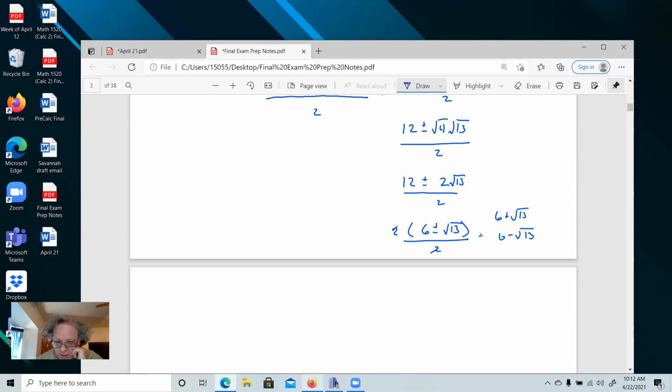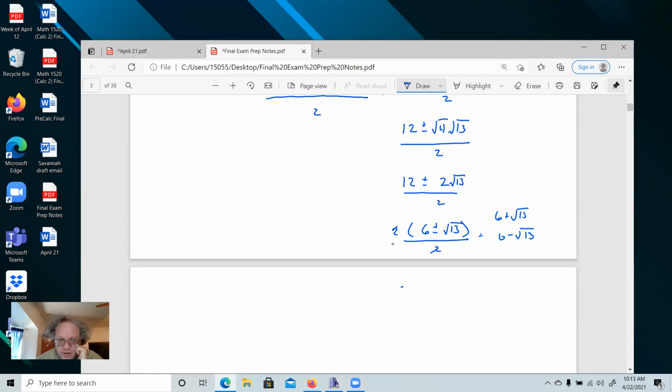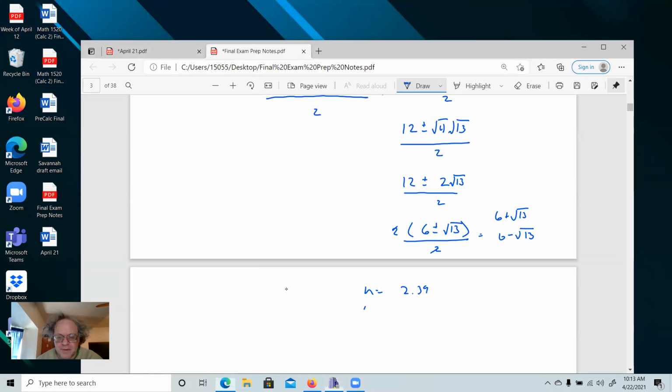So that I think we have to use a calculator for. So we're going to do 6 minus root 13. The square root of 13 is between 3 and 4, so this is 2.39. All right, and then we'll go ahead and say 6 plus the square root of 13. It's going to be 8 point something, I think. 9.6 sounds good. h equals 9.6. What was the first one? 2.39, okay.